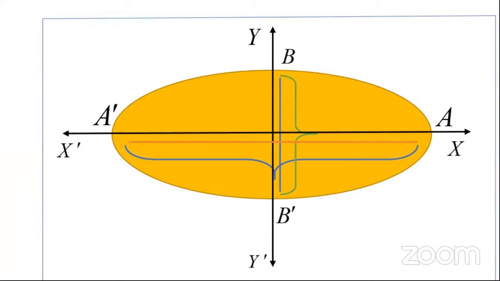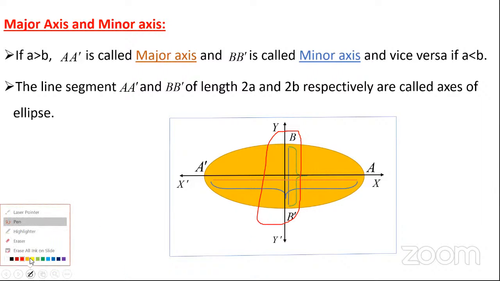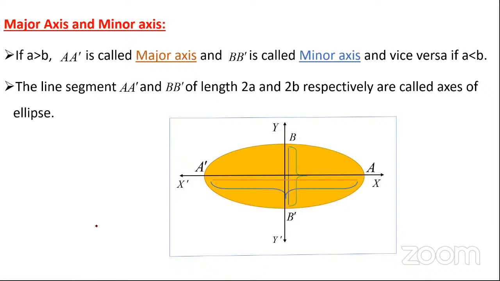So here, if a is less than b, we will get it like this, which lies on the y-axis. It also has a symmetry property. Okay, we'll discuss that after this. This is the major axis and the minor axis. And next, one proof is there.